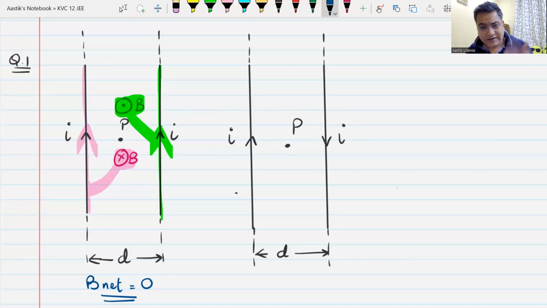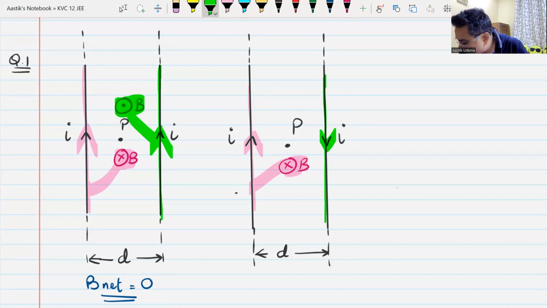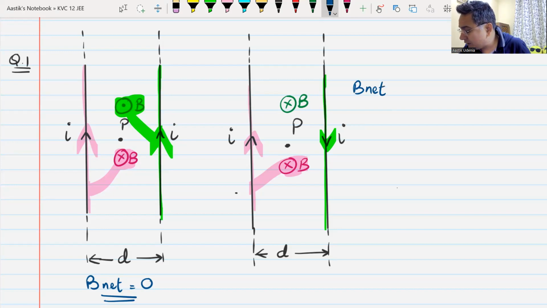How are we going to solve this? We understand that both the wires are the same, so both the magnetic fields would be the same. The field due to the pink wire will be going in the inside direction. The field due to the green wire also will be going in the inside direction. I hope you have understood this. Both the magnetic fields are same in magnitude, infinite wire. So the net field becomes 2 times of single field. So 2 into magnetic field due to an infinite wire.